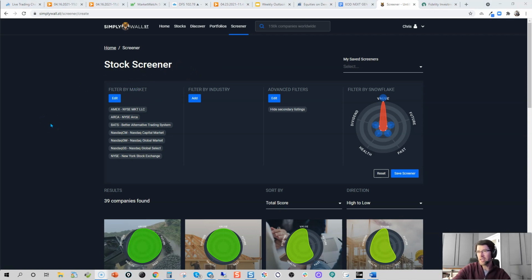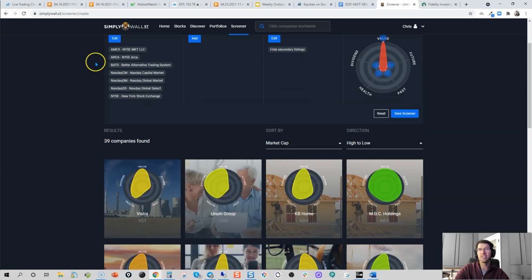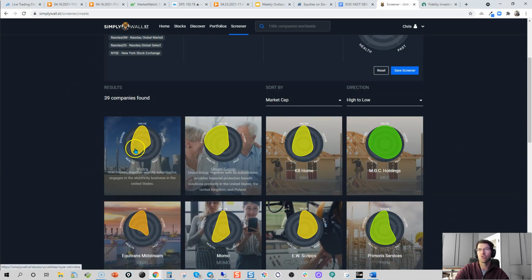And just a very quick tip on using the scanner. If I'm looking for just pure value, what companies offer the best value right now based on total score, based on market cap, you can check this out. Sort. If I want to go by market cap, then my results are going to be different. This is all US-based stocks, 39 companies found. You can see how the little scanner tool works out.